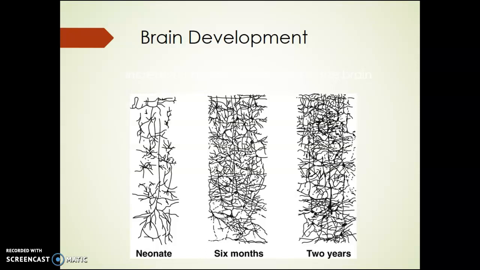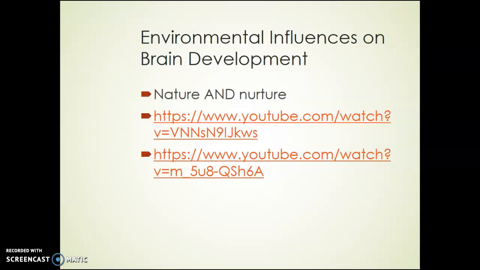And then as the child gets older, once they hit around puberty, or early puberty, around early adolescence, or even in middle childhood, we start pruning some of those things to make way for the more important connections. And then on your own time, I'll link these videos in the module, but they're also in this presentation. I would like for you to watch these 2 videos on environmental influences on brain development.